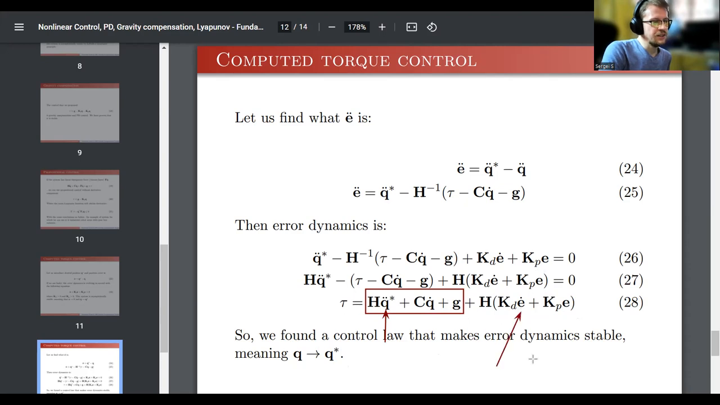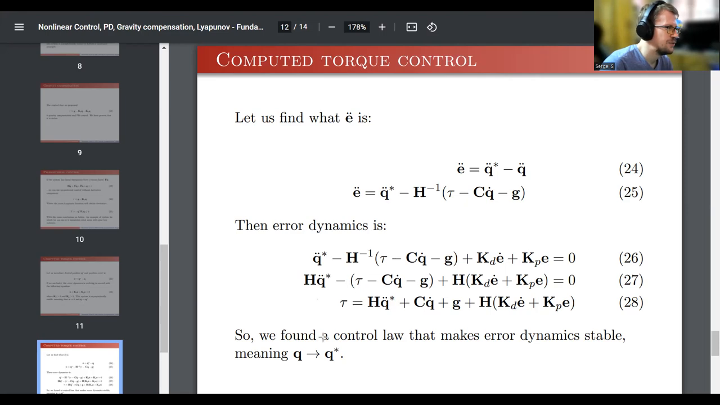Here, it is PD control, now with errors, not with Qs, but it is scaled by H. So this is called computed torque controller. Why computed torque? Because we just computed the torque that sends us to the trajectory. So that is computed torque control. It sounds scary simple, right? No Lyapunov analysis, no anything, all very simple.